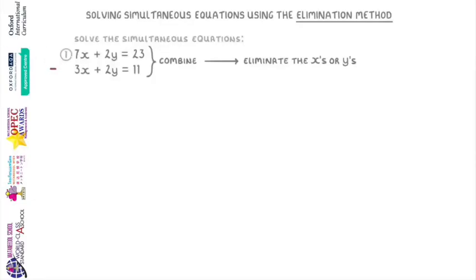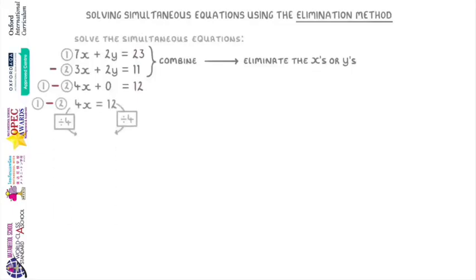First thing we want to do is label our equations 1 and 2 so that we know which is which. And then the new equation we're forming is going to be equation 1 minus equation 2, or equation 3. So we do 7x minus 3x to get 4x, 2y minus 2y, which is 0. Remember, we wanted to cancel those out. And 23 minus 11, which is 12. So we end up with 4x equals 12, which we can then solve by dividing both sides by 4 to get x equals 3.